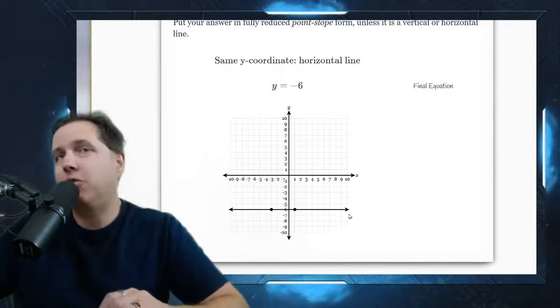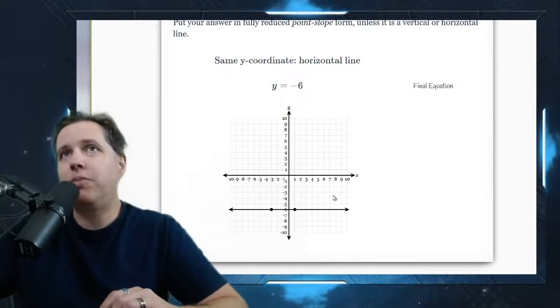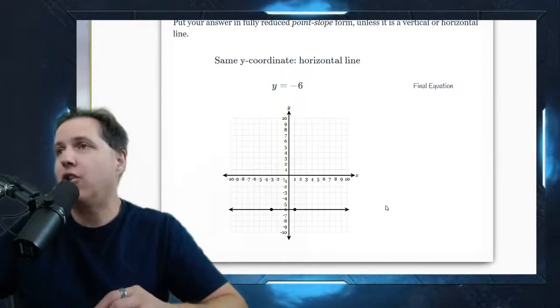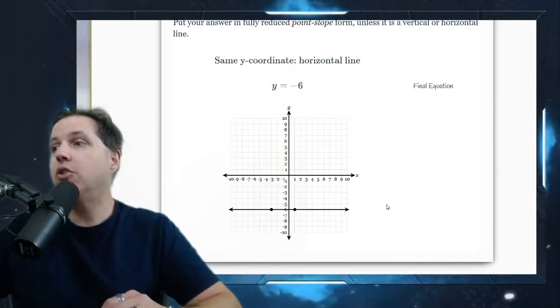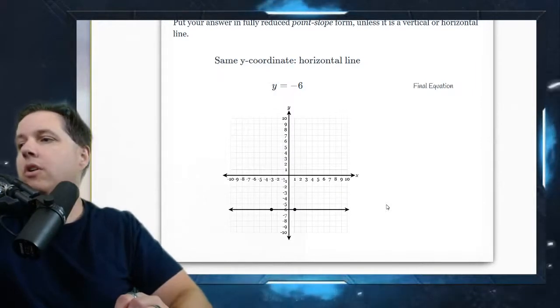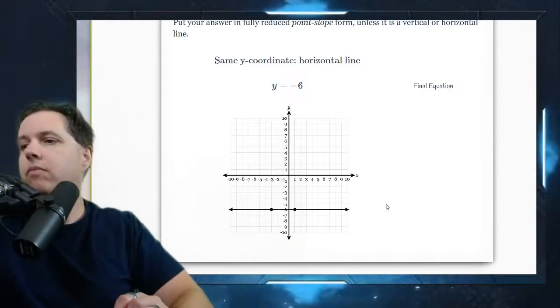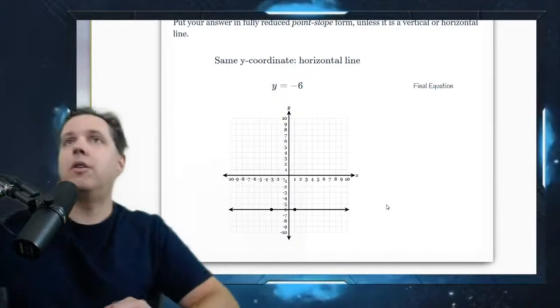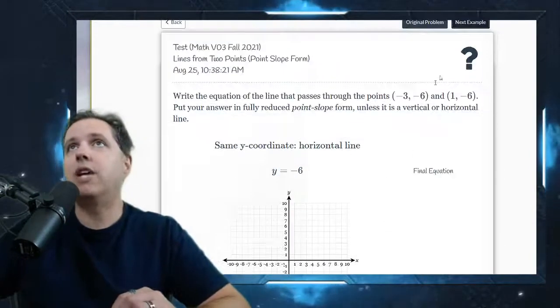If I just asked you intuitively, what do you think the slope is of this? You might say, well, it doesn't have any slope. Well, it does have a slope. The slope is 0, right? And that's what you get when you calculate it.